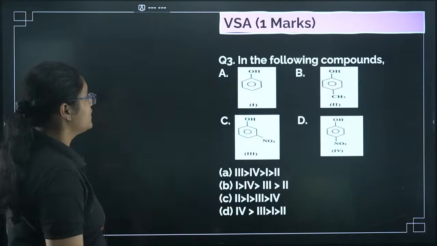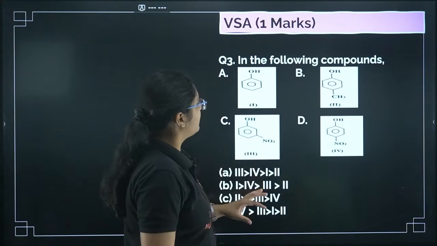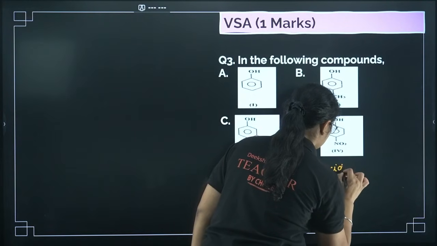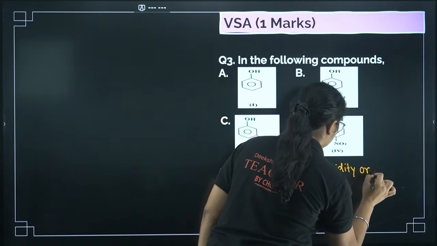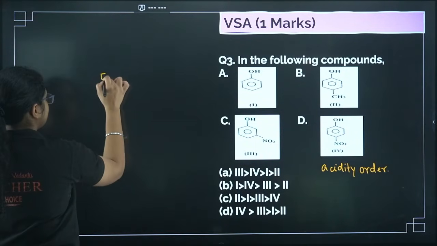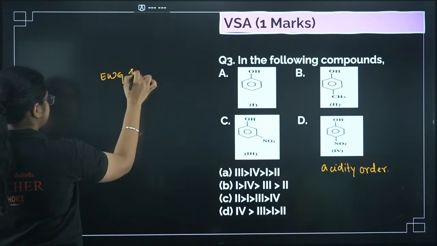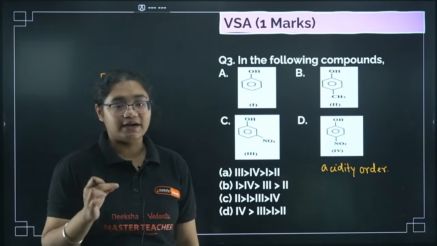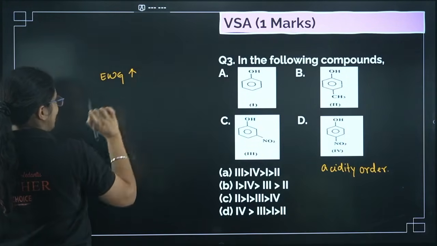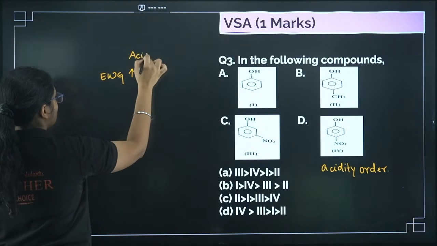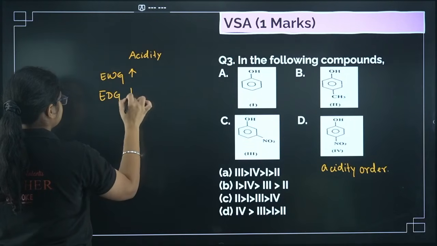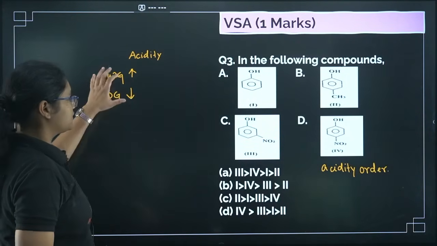So first of all, I have C6H5OH and C6H5CH2I, that is option number C here. Next question, in the following compounds we have to find the acidity order. Just predict their acidity order. Now remember, if you have an electron withdrawing group, then acidity increases, and if we have an electron donating group, then acidity will decrease.